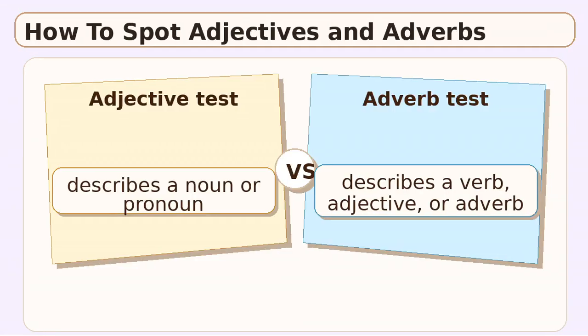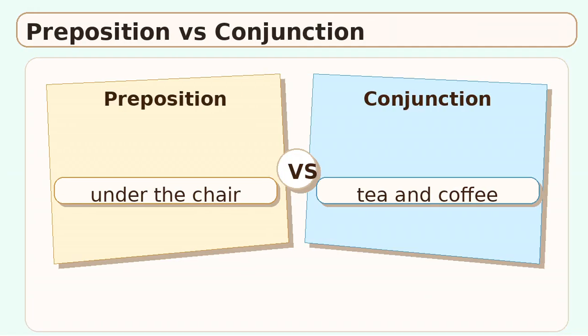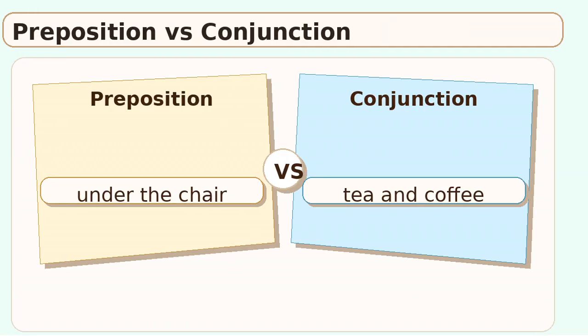This pair confuses many learners, so build a habit. First find the word being described. Then ask what kind of describing is happening. Learners often mix these two because both seem to connect things. But the kind of connection is different. A preposition shows relationship. A conjunction joins units.